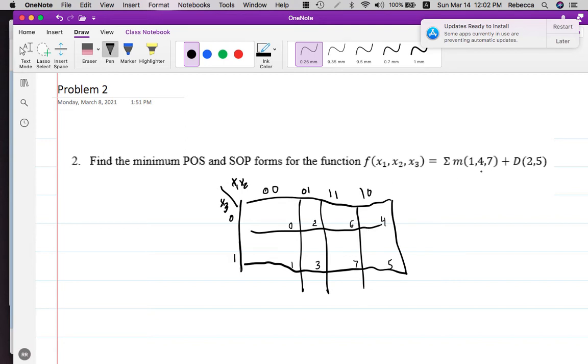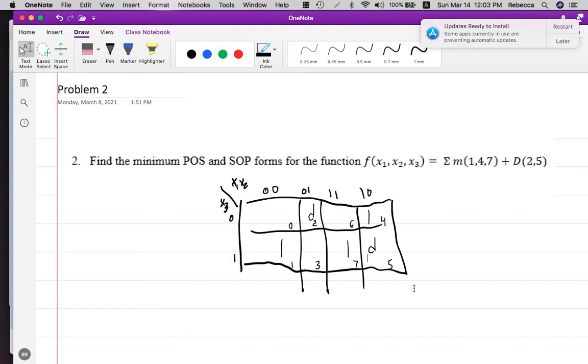Now, we have 1s in min-terms 1, 4, and 7. So we'll put a 1 in 1, 4, and 7. And we have don't cares in 2 and 5. So I'll put a D here for both of those. Don't cares are special because you do not have to cover them. So if you don't need it, you don't put it in there. But they can be either zeros or ones, whichever one helps you out the most.